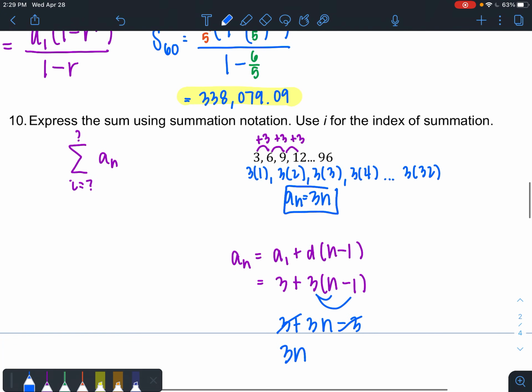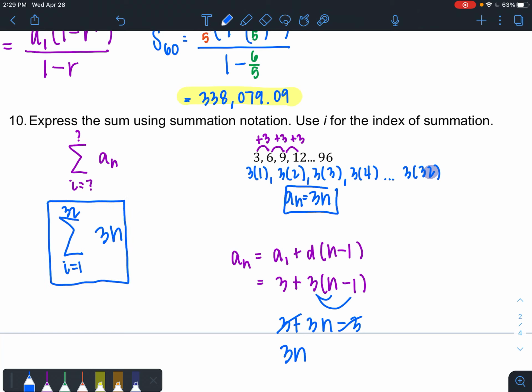So my equation is going to be i starts at 1 and goes up to 32 terms, and 3n is my equation. Okay, so we want to make sure we reduce these.